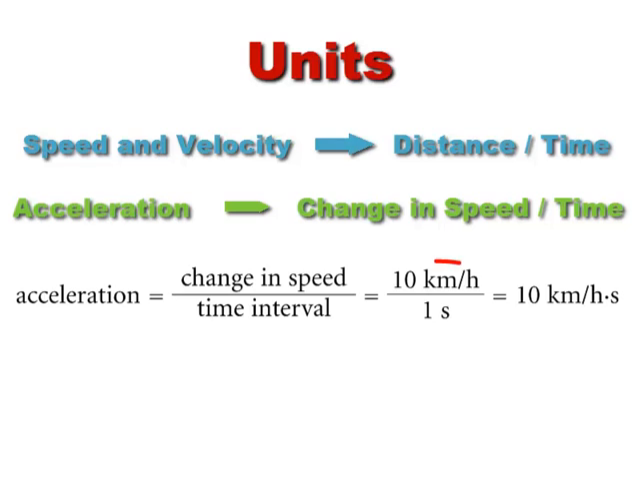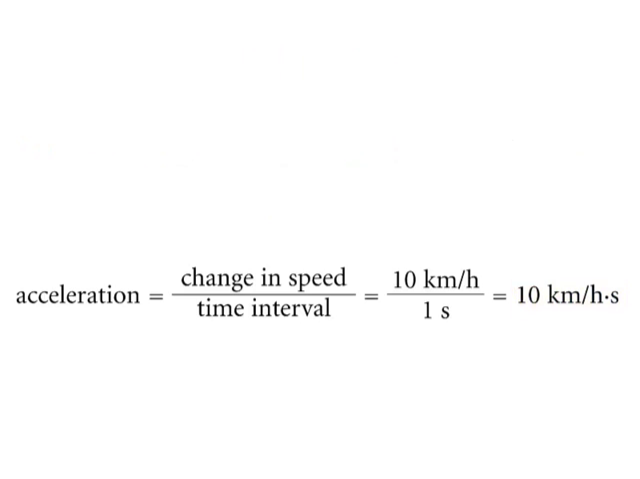If you change the speed from 0 kilometers per hour to 10 kilometers per hour in 1 second, acceleration along a straight line is 10 kilometers per hour per second. Note that a unit for time appears twice, once for the unit of speed and again for the interval of time in which the speed's changing.